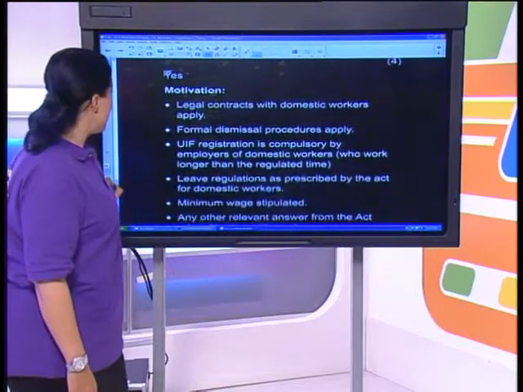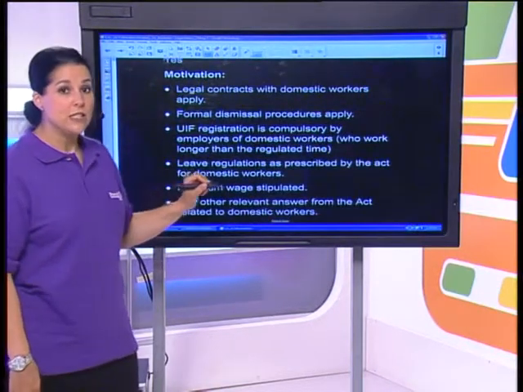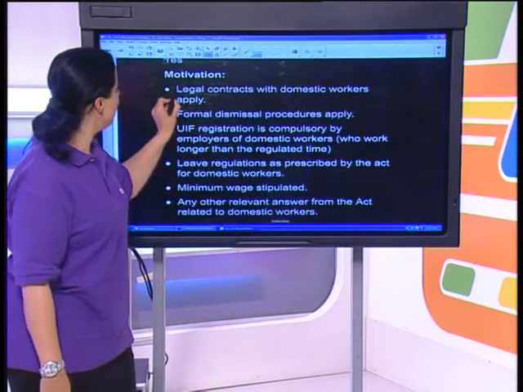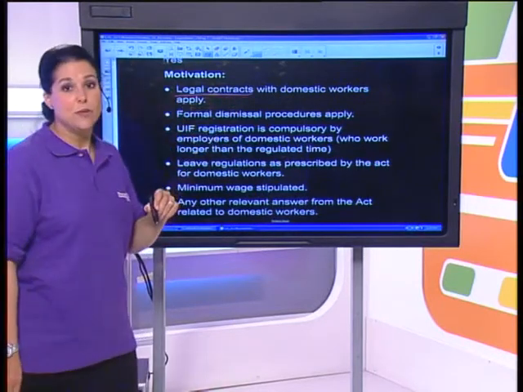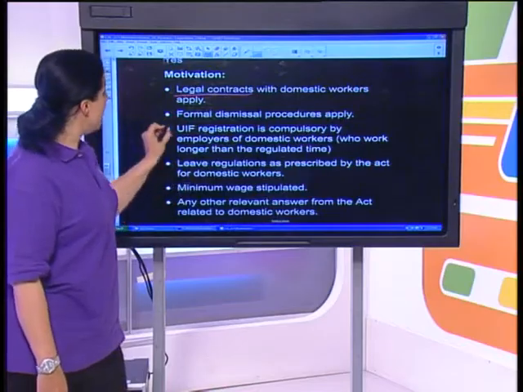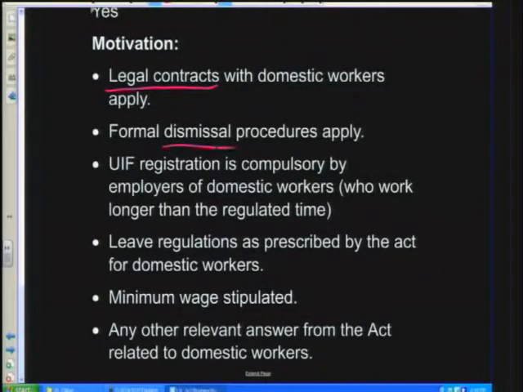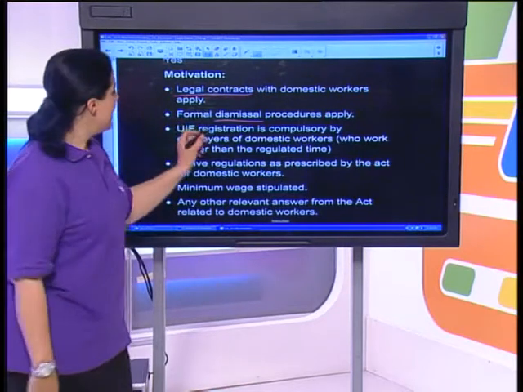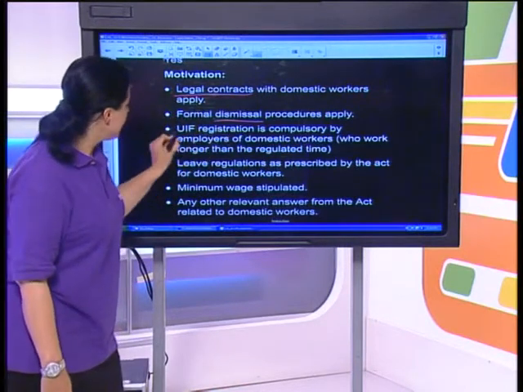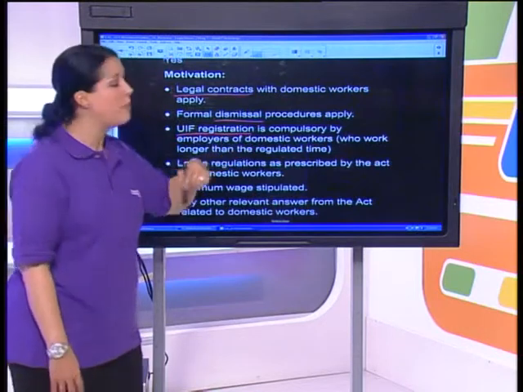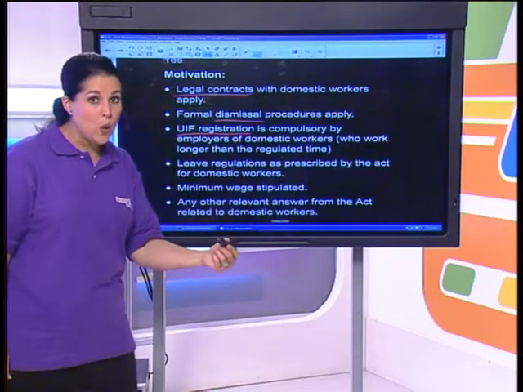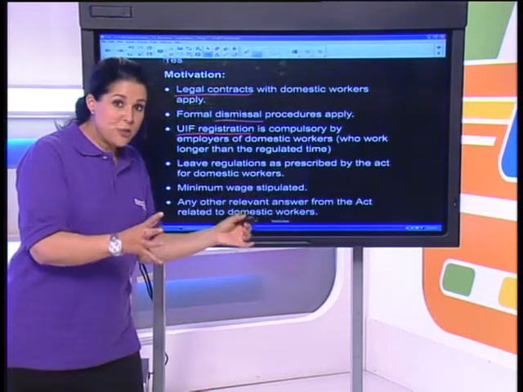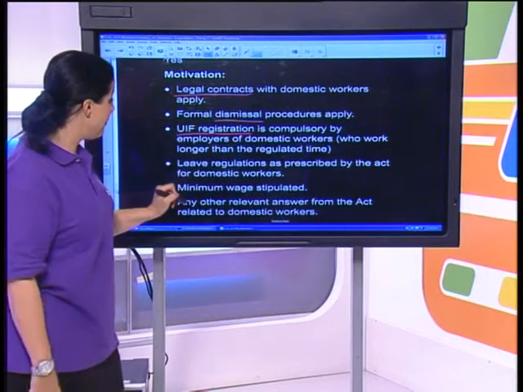Legal contracts. Remember, if you have a domestic worker, you must have a legal contract with your employer. There must be the dismissal procedure in that contract. If something goes wrong, if you want to stop working for them, if your boss doesn't want you to work there, that needs to be in the contract. UIF is compulsory. It is a law.